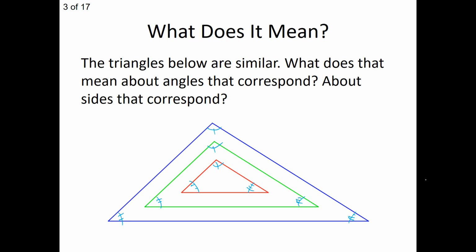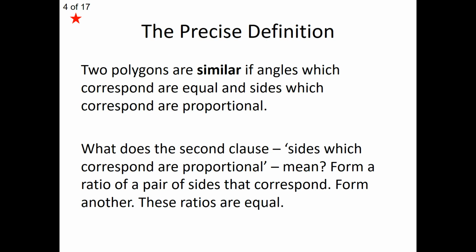So we take what we've learned here about our angles and about our sides, and we put them together into a precise definition. So the precise definition of similar polygons, here's what it says. Two polygons are similar if angles which correspond are equal and sides which correspond are proportional.